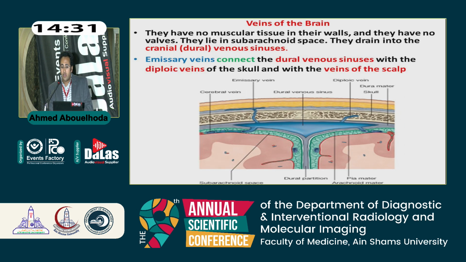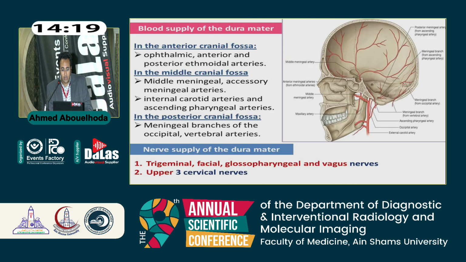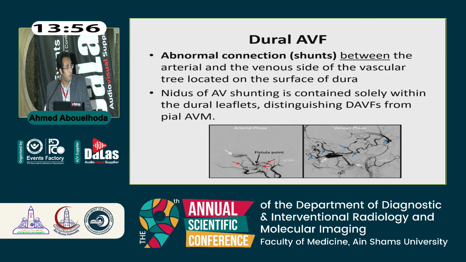sinuses. What differs the veins of the brain from the rest of the veins of the body? They have no muscular tissue, they lie in the subarachnoid space, and they drain in the cranial venous sinuses themselves. A very quick look at the blood supply of the dura, which differs dramatically according to the anatomical place of the dura: the anterior cranial fossa from the ophthalmic and the ethmoidal branches, the middle cranial fossa from the middle meningeal arteries and the ascending pharyngeal artery, and the posterior cranial fossa from the meningeal branches of the occipital and the vertebral arteries.